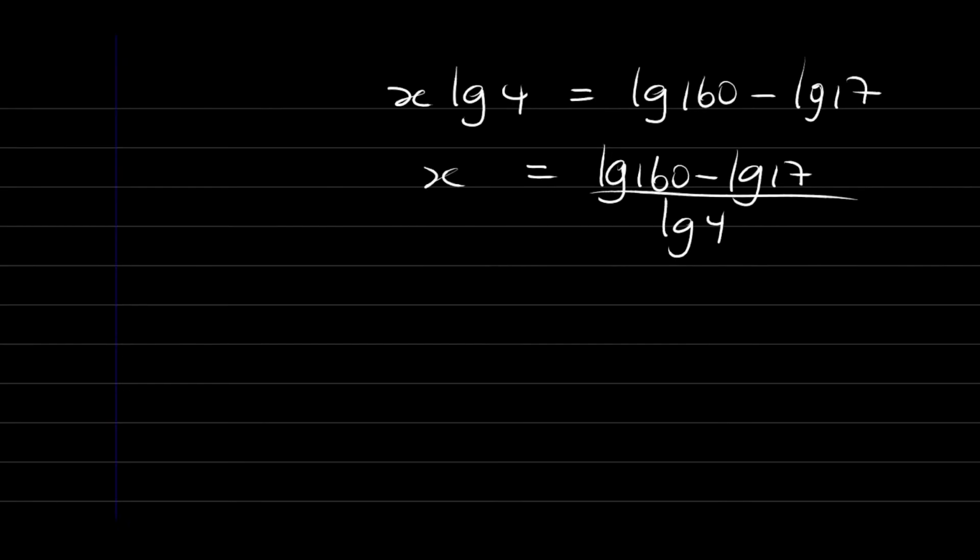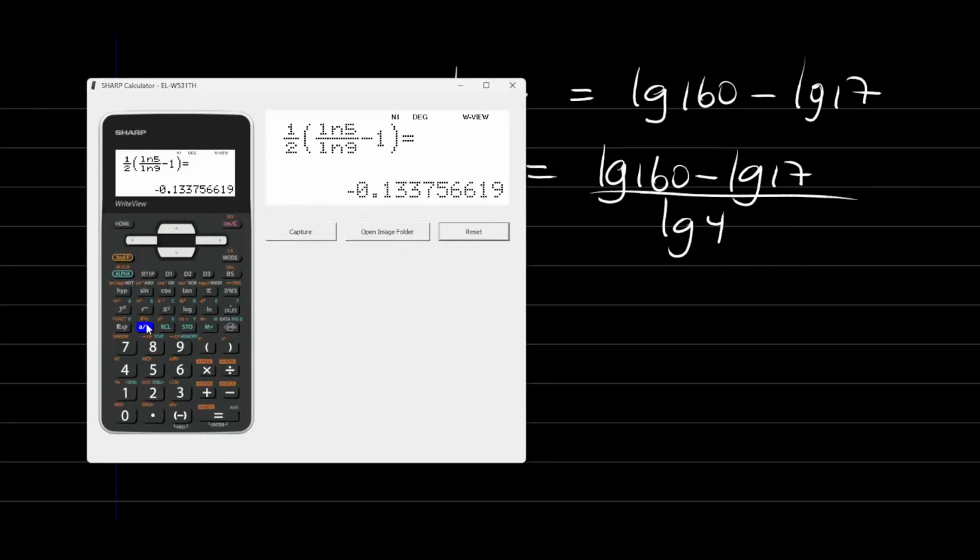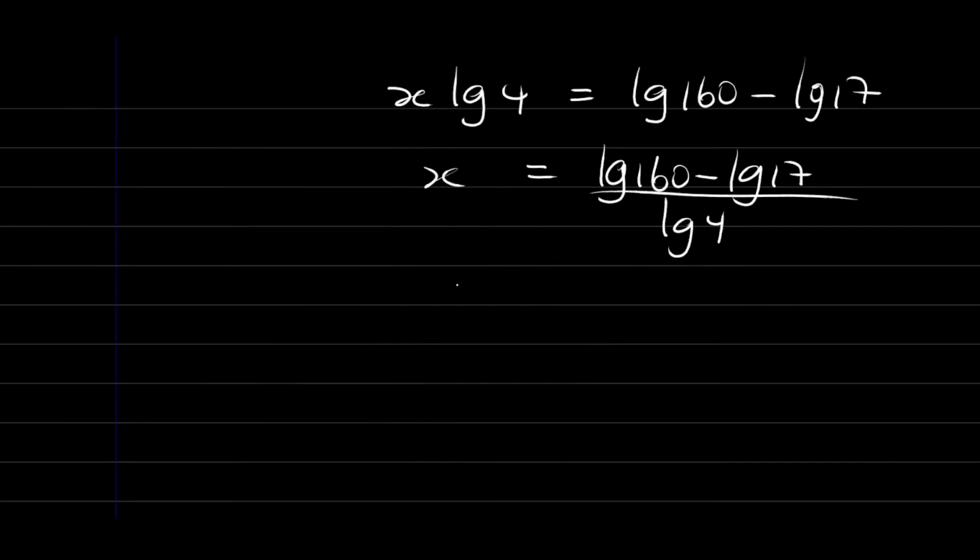Let me just work that out right now. So we can have here a fraction where we take the log of 160 minus the log of 17 and then divide that by the log of 4. And we get 1.6, right? So x is approximately equal to 1.6. Right? So that is it.